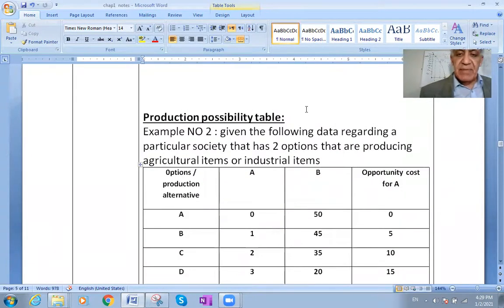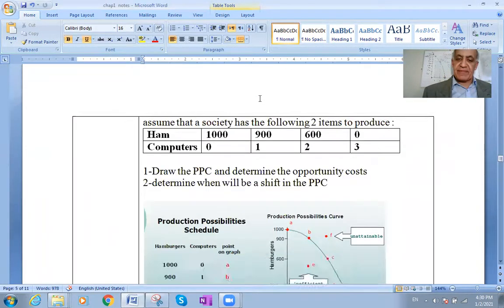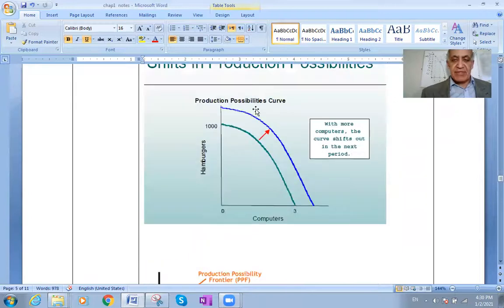Here is another example, example two. I didn't talk yet about the movement of the curve, so let me talk about it now. The whole curve will move only if the society has more resources, higher technology, something like a revolution that will happen in all the factors of production. So the capacity of this society will increase, and the curve will make a shift outward.